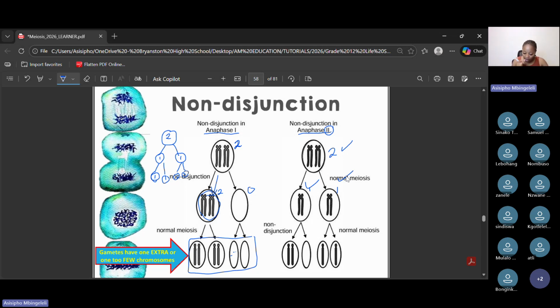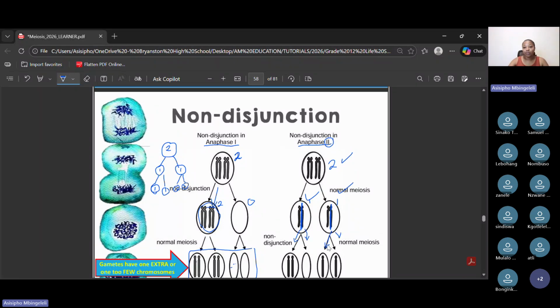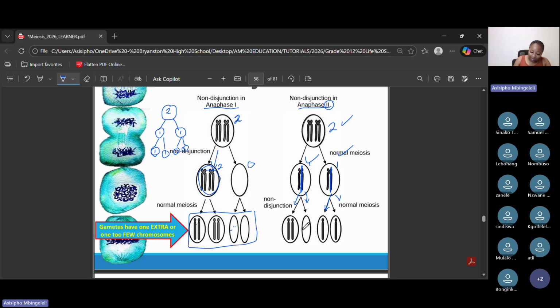What has happened? We are expecting this chromosome to be separated and this chromosome to be separated, because the centromere is going to split, right? So that we can have this cell having 1 chromosome, this cell having 1 chromosome, this cell having 1 chromosome and this cell having 1 chromosome. But what has happened now? That means in this particular cell, the centromere did not split.